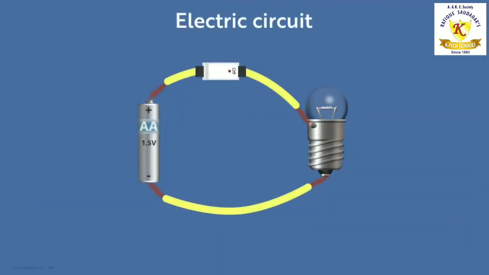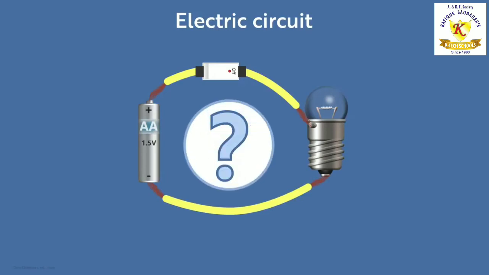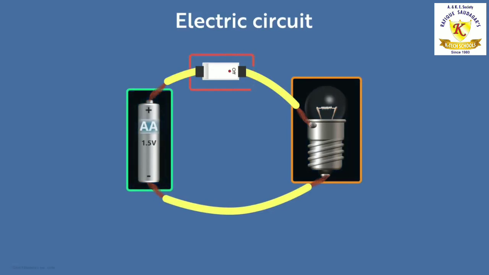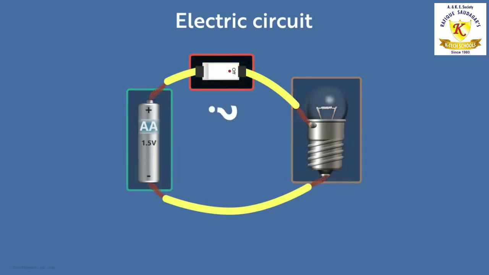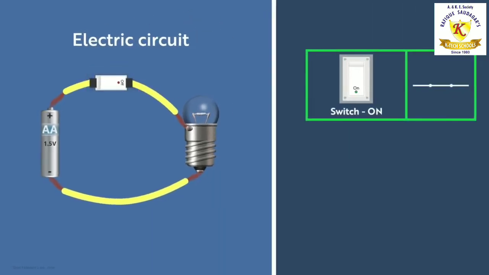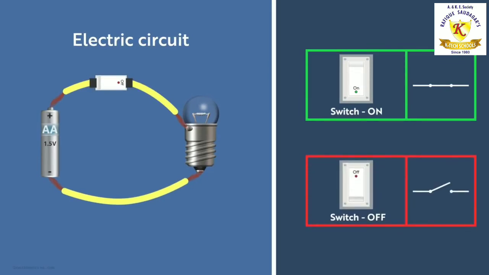Let us look at this circuit now. How many components does this circuit have? Yes, 3. A bulb, a switch and a cell. What is the symbol for a switch? There are two symbols for the switch. This symbol is used when the switch is on and this symbol is used when the switch is off.